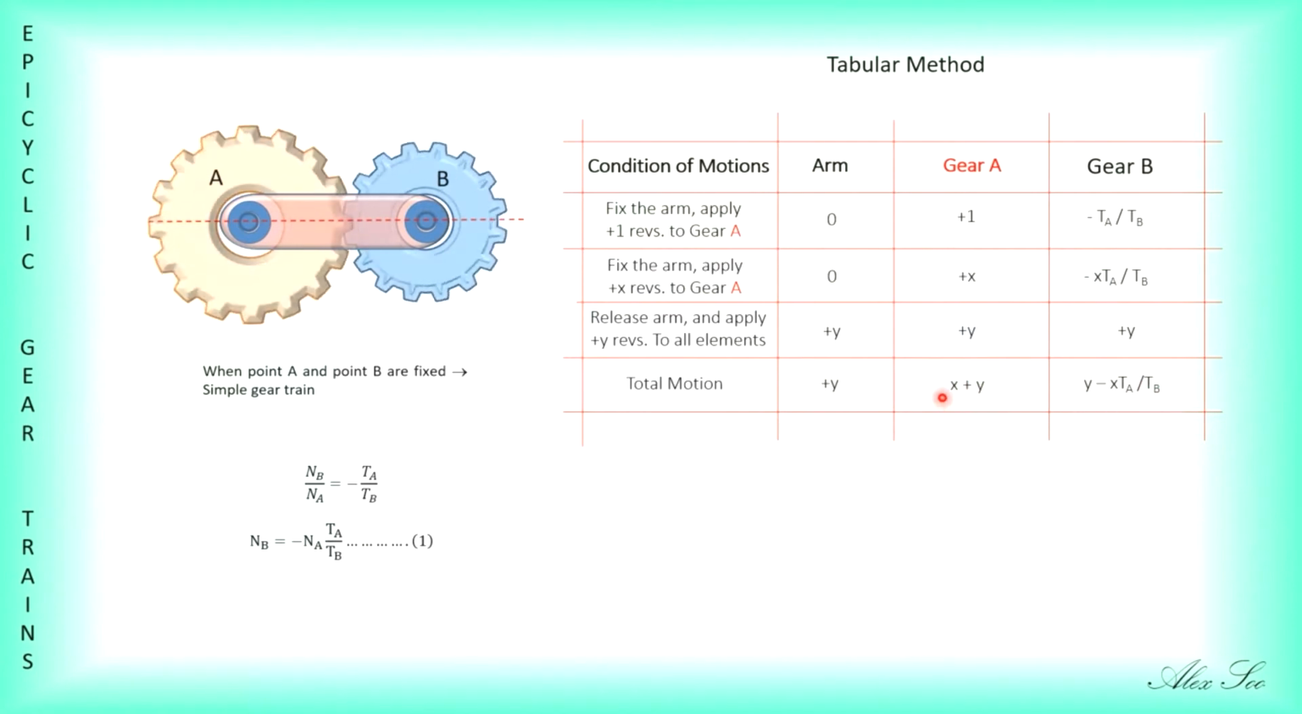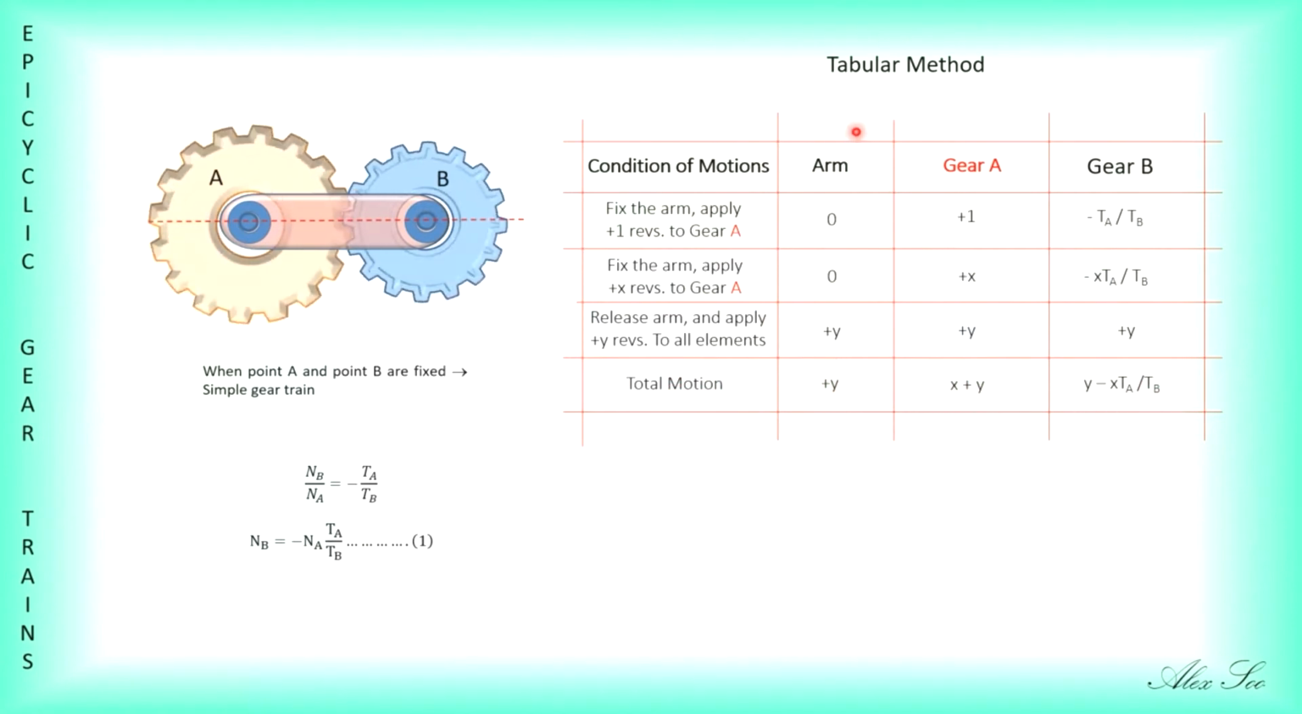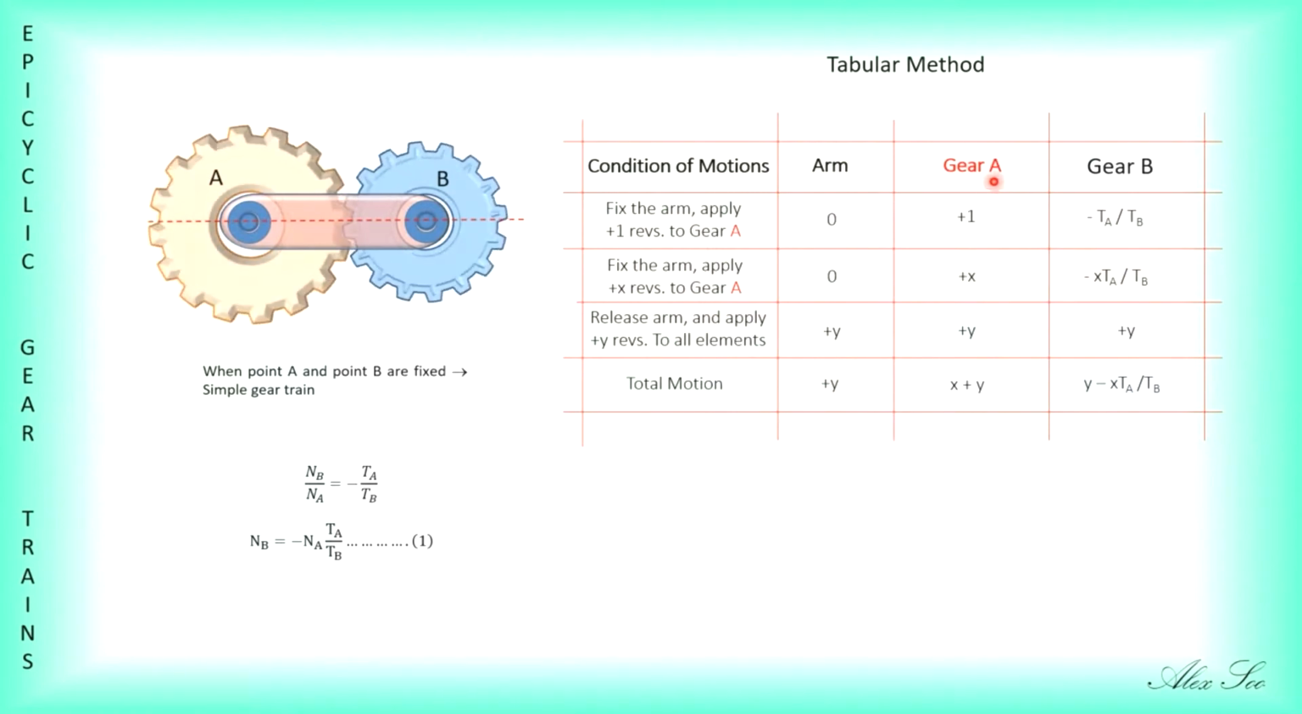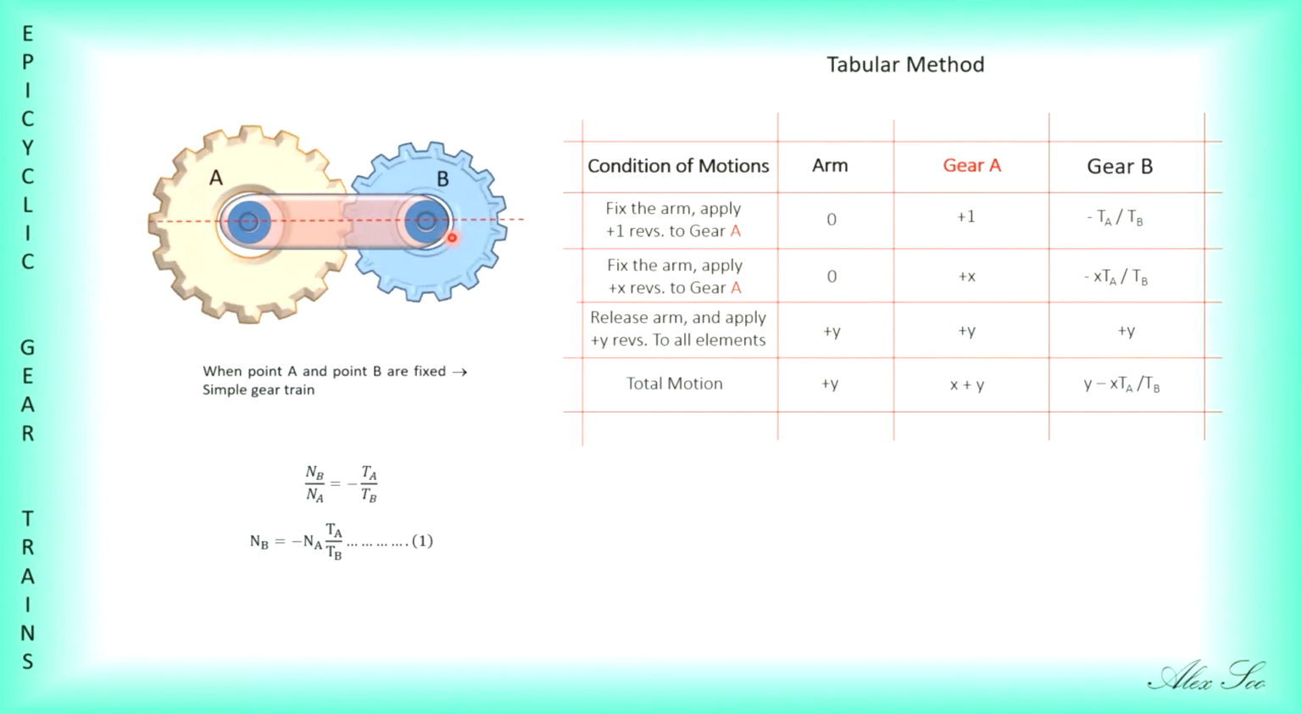Once you've got the total motion, what is the speed of the arm? For the speed of the arm, you should refer to Y. Speed of gear A, you should refer to X plus Y. Speed of gear B, you should refer to this. This is what we call the table form or tabular method in solving questions on gear trains, epicyclic gear trains. There's another method called relative motion, but we will do it at a later stage. So that's for this part, and thank you very much. See you again soon.